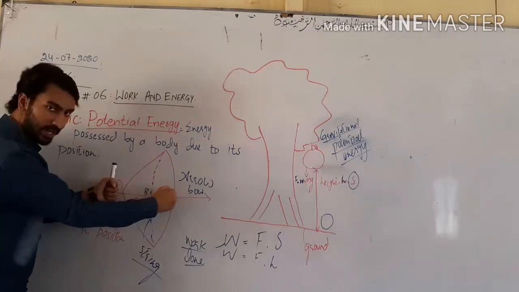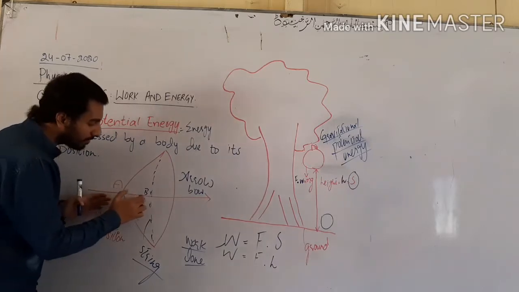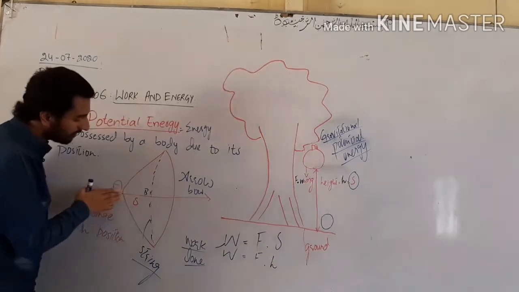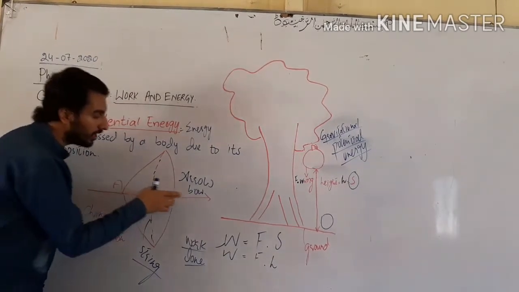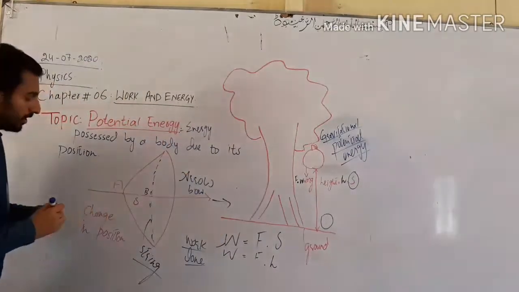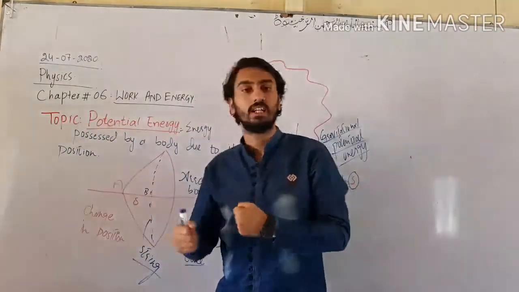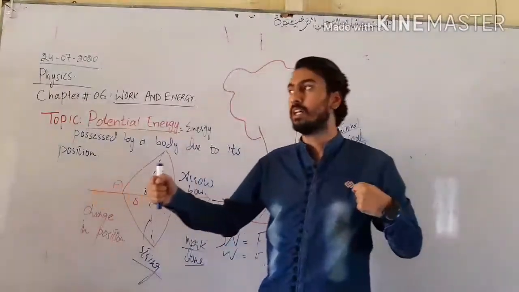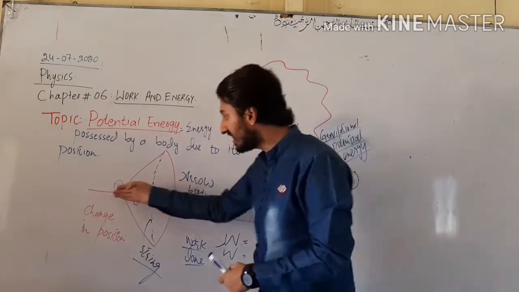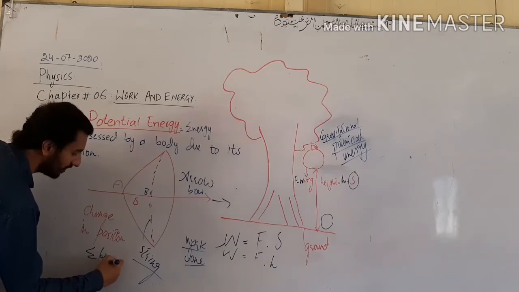When I release, this string will come back to its position B. But when it comes back to its position B, it will deliver its energy, its potential energy, to this arrow, and this arrow will go forward in the forward direction. So, this kind of energy in which we use some elastic substance to deliver energy is known as elastic potential energy.